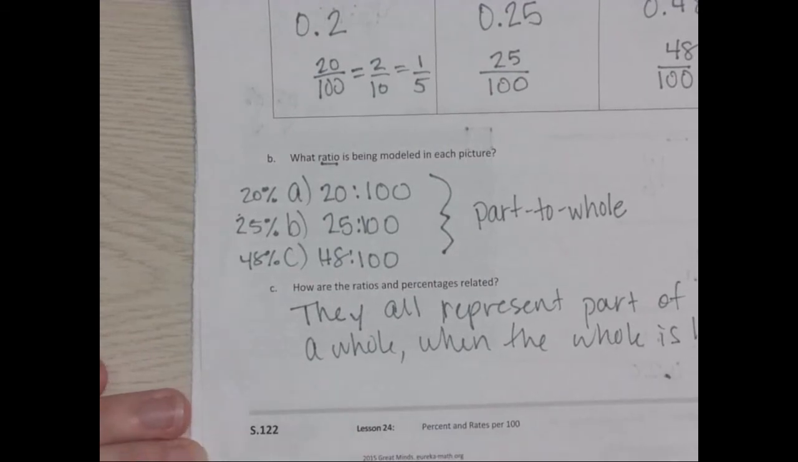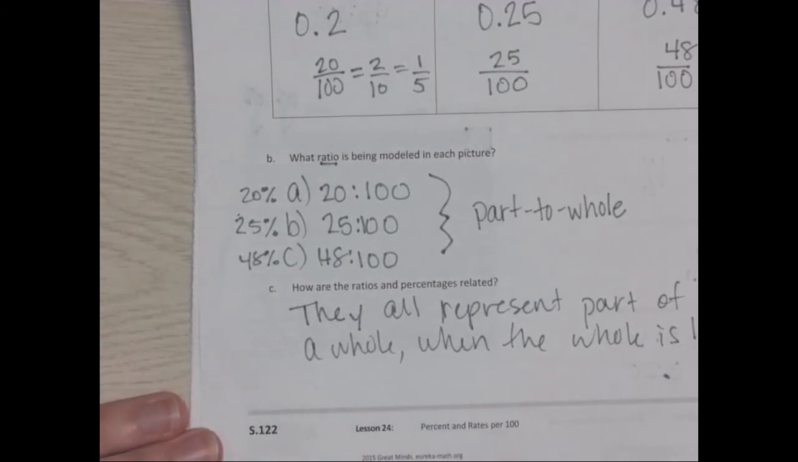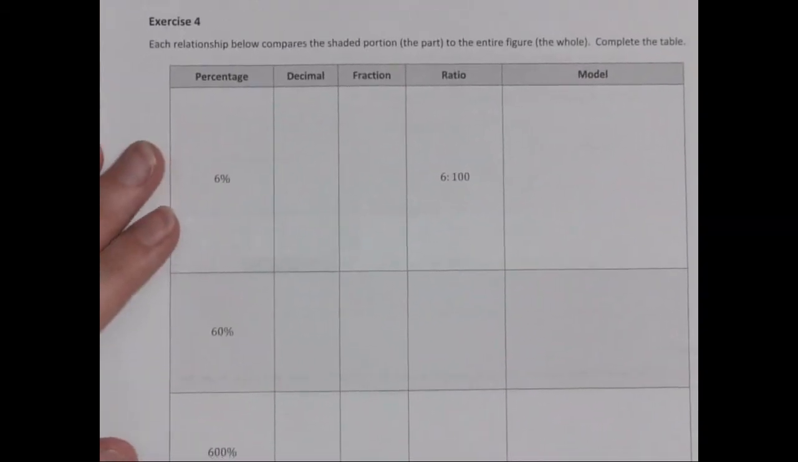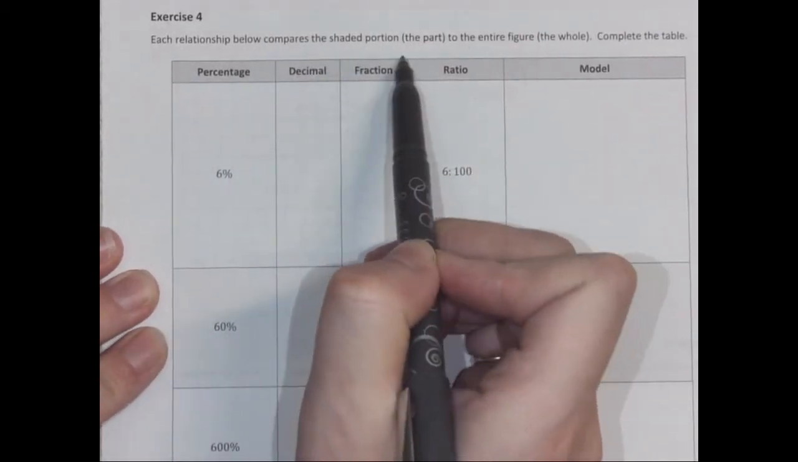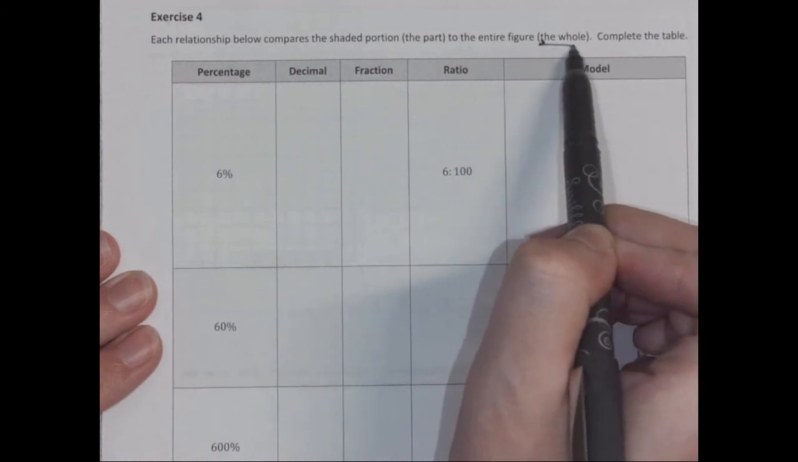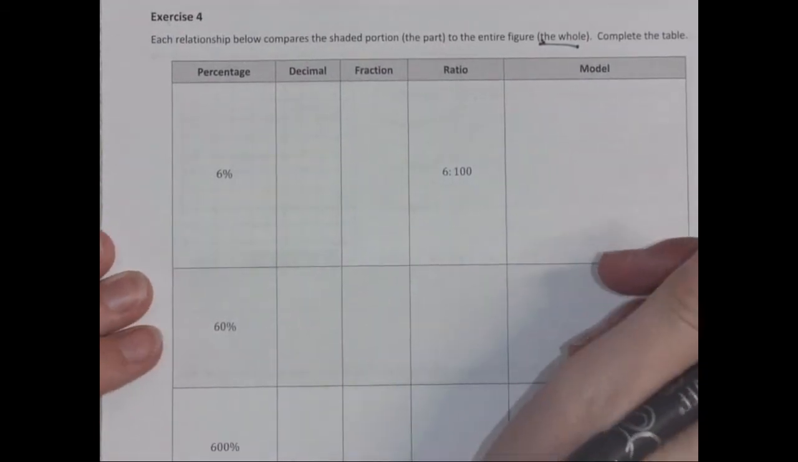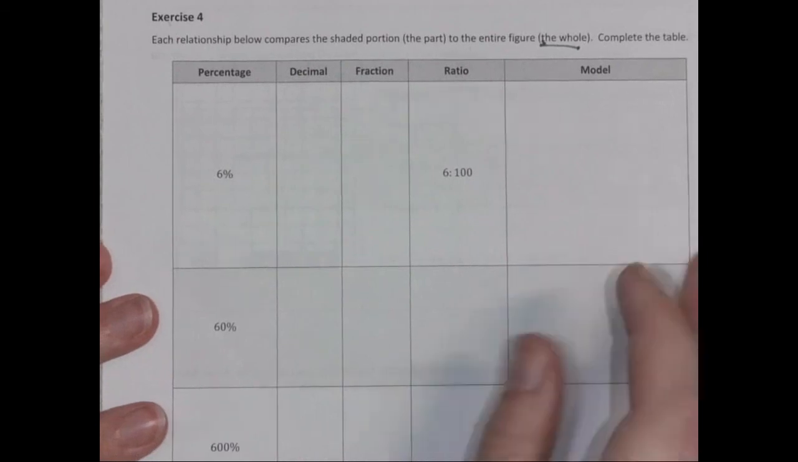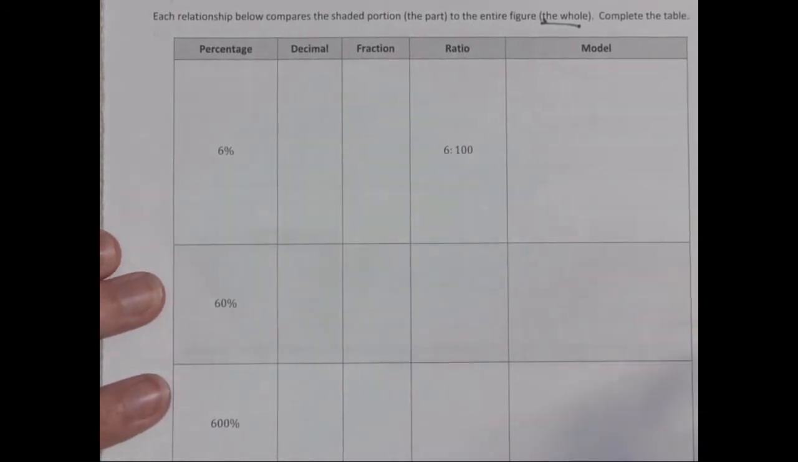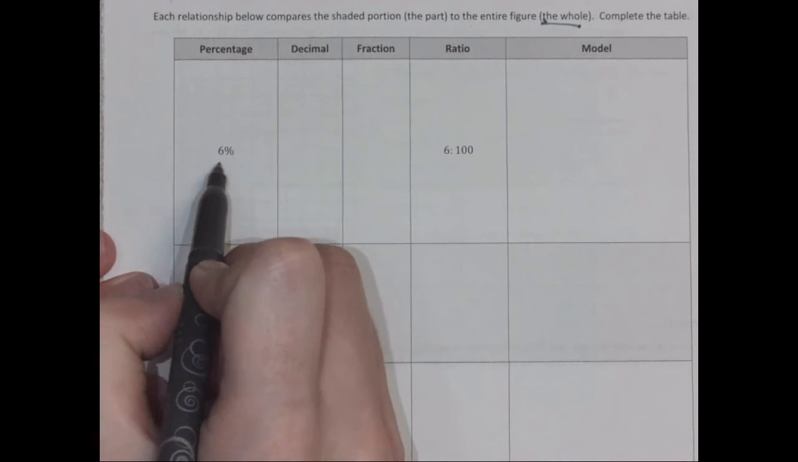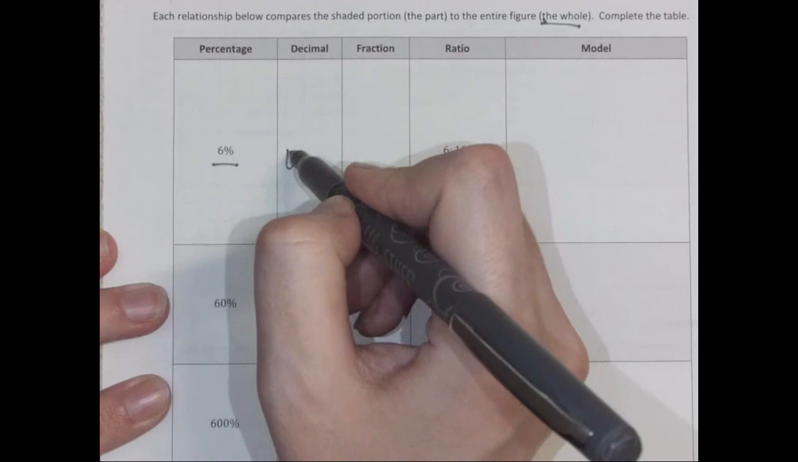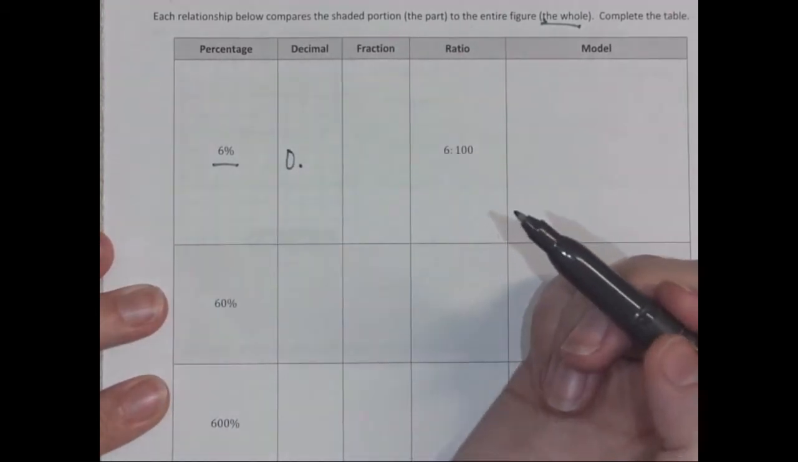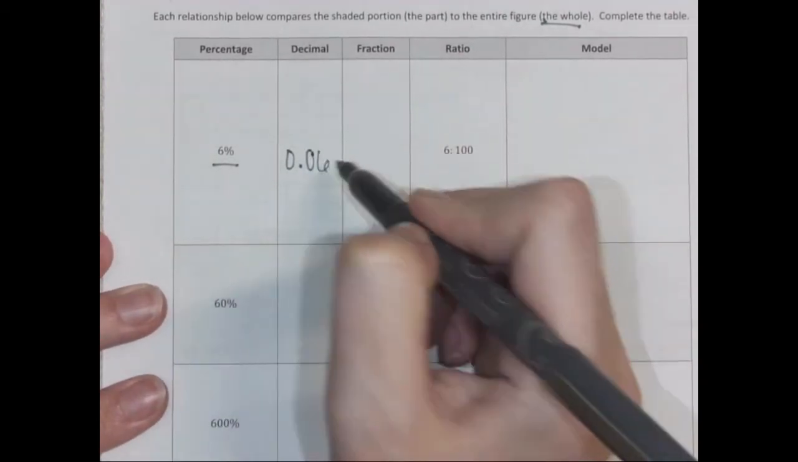Okay, go ahead and turn the page to 123. Page 123 starts with exercise 4. It says each relationship below compares the shaded portion to the entire figure, the whole. Complete the table. We're going to do the first one together. You'll do the rest on your own, and then we will go over them. So, when the percentage is 6%, what's the decimal? Javier? 0.6. Oh no, 0.06. Yes, good catch.